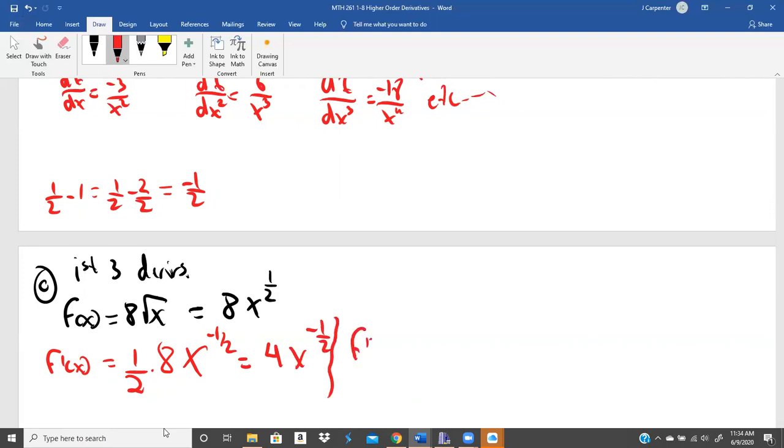Now let's go to f double prime of x, or y double prime, or d2f dx squared, however you want to write it. Bring the exponent up front, negative 1/2 times, leave the 4 there. The x to the negative 1/2, we got to drop the exponent by 1. So negative 1/2 minus 1 is negative 1/2 minus 2 over 2, which is negative 3/2.